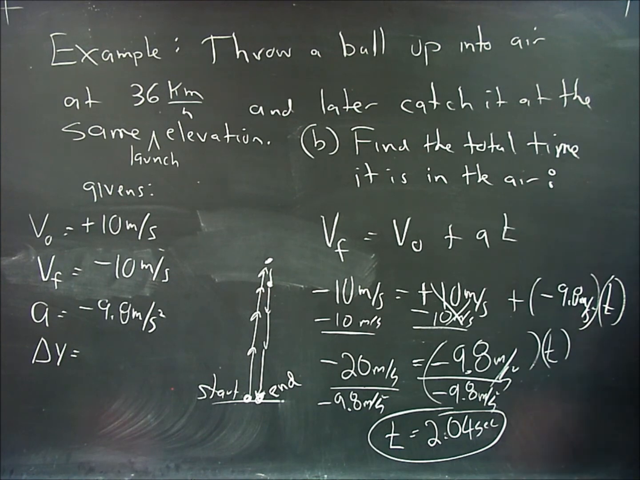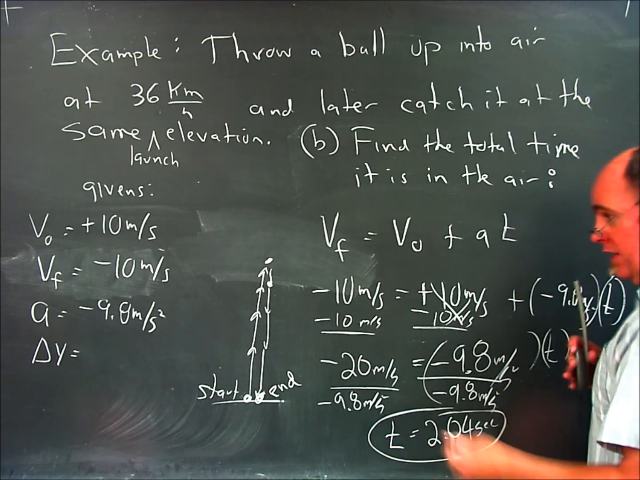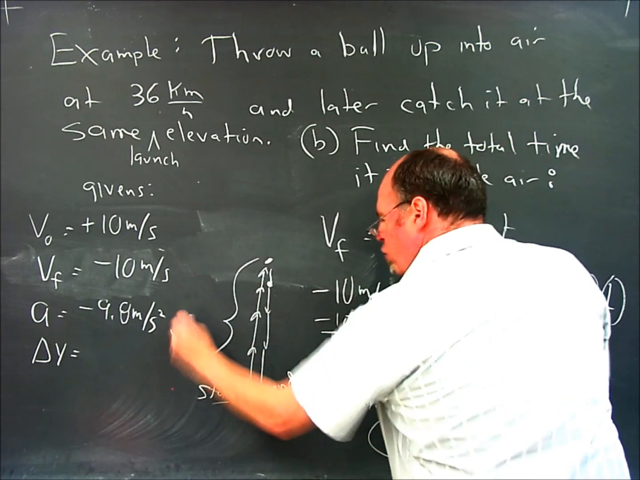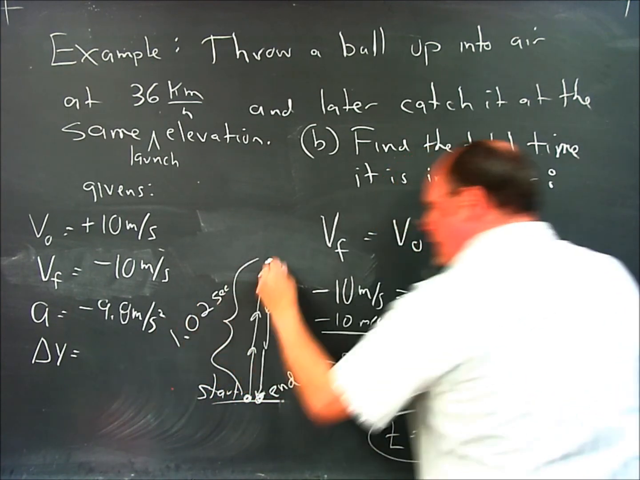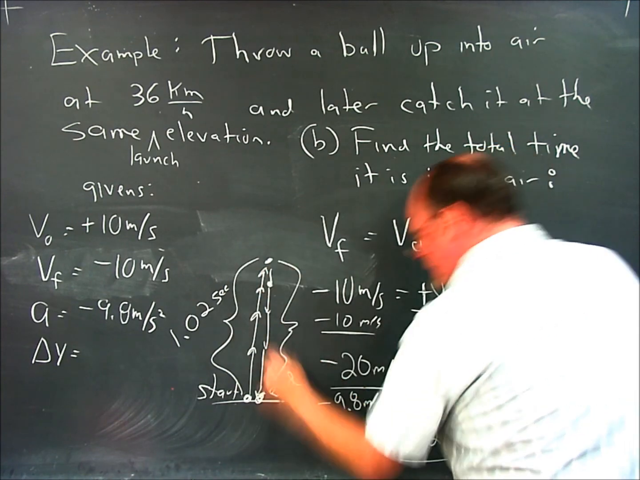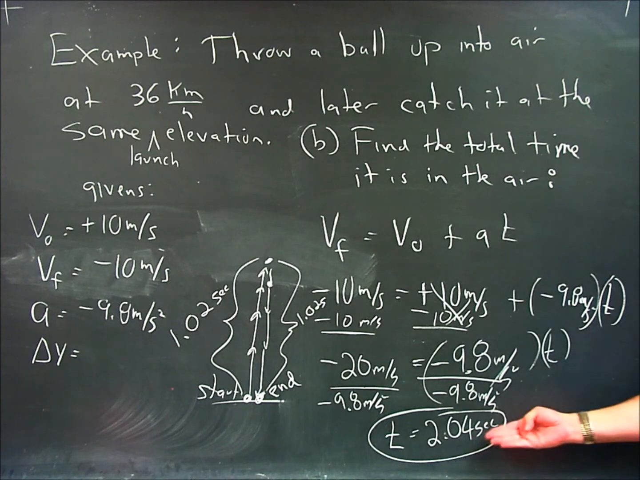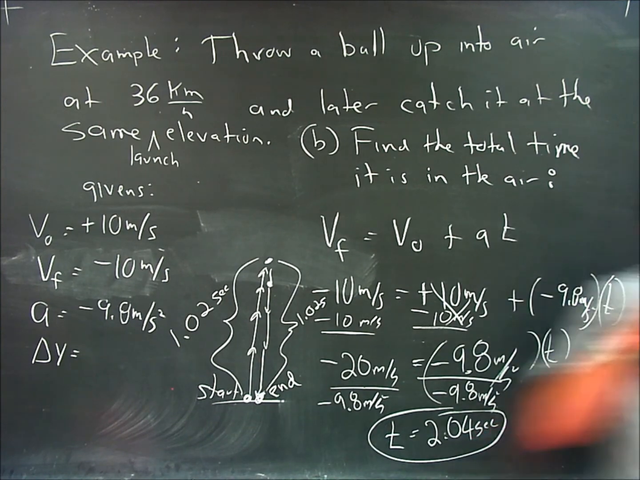So if it is in the air for that much time, 2.04 seconds, that means it went up in the air for 1.02 seconds, and it came down from the top in a time of 1.02 seconds. So it's symmetrical, but the total time in the air is 2.04 seconds.